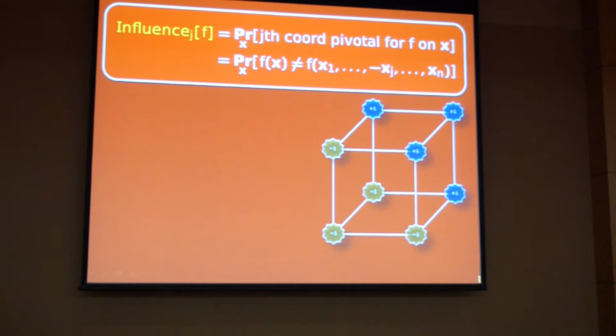If you want to think about it geometrically, let's say this is the function f, and this is the direction j. The jth influence is just the fraction of hypercube edges in that direction that have one endpoint in S and one endpoint outside S. So it's kind of the normal edge boundary of the set S in the jth direction.